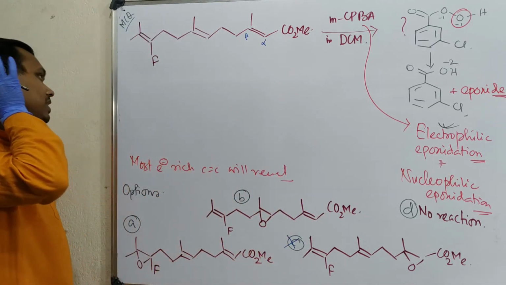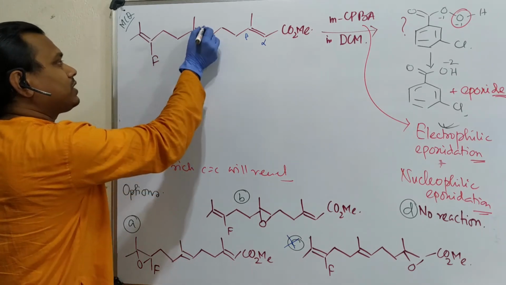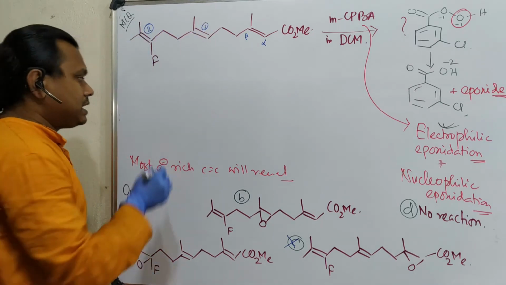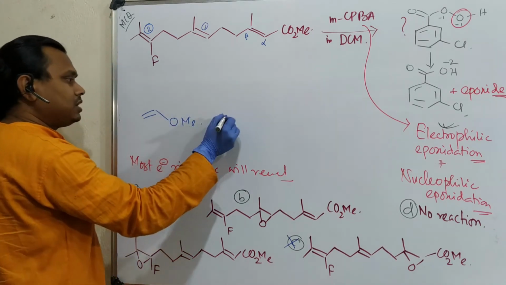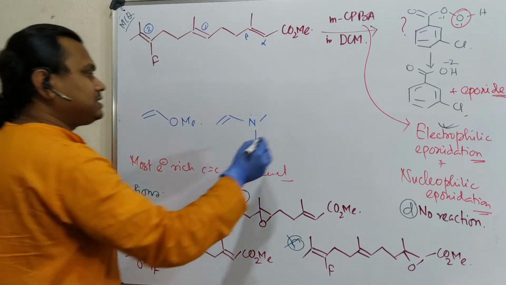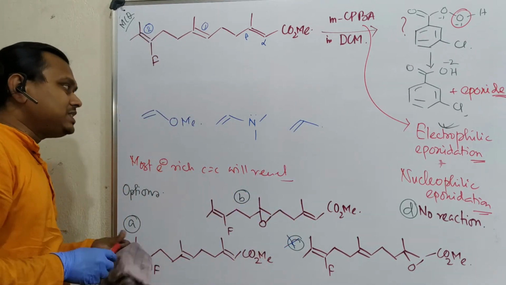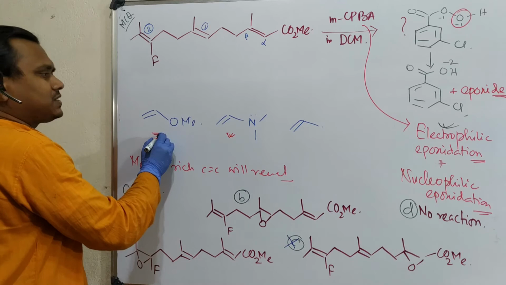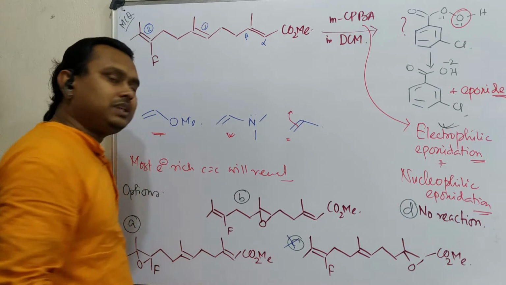Now the question, there are 2 types of double bond. One is fluorine containing, another is simple. So you can consider this double bond 1, and this double bond 2. Now the question, which is more electron rich? Just remember one thing. This is OMe, or you can consider this is NMe2. And this is a simple alkene. Which is more electron rich? Obviously there is a confusion, but it also reacts much faster compared to the double bond when you are discussing this nucleophilic reaction.